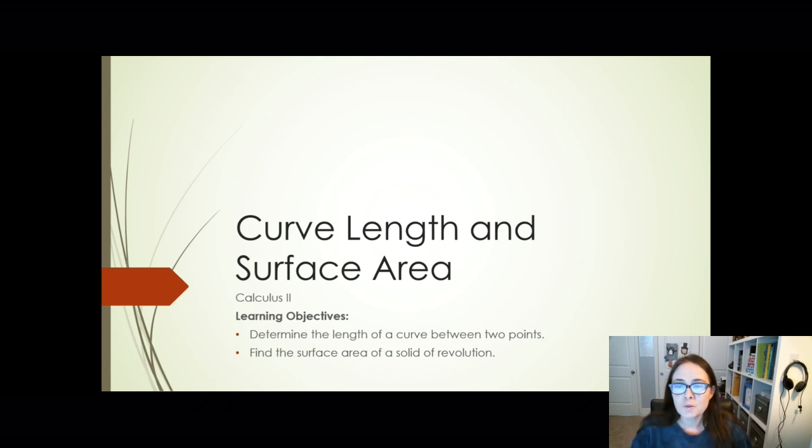Hello. In this video, we are going to take a look at curve length and surface area of a three-dimensional figure. We're not really going to look at how the formulas are developed. We're just focusing on how to actually use the formulas to find these two things.